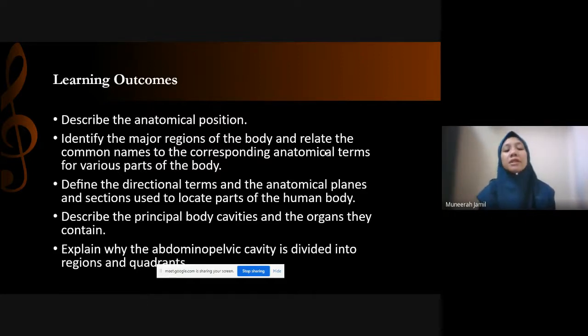All right, and then define the directional terms and anatomical planes and sections that are used to locate parts of the human body, and describe the principal body cavities and the organs they contain. Explain why the abdominopelvic cavity is divided into regions and quadrants.